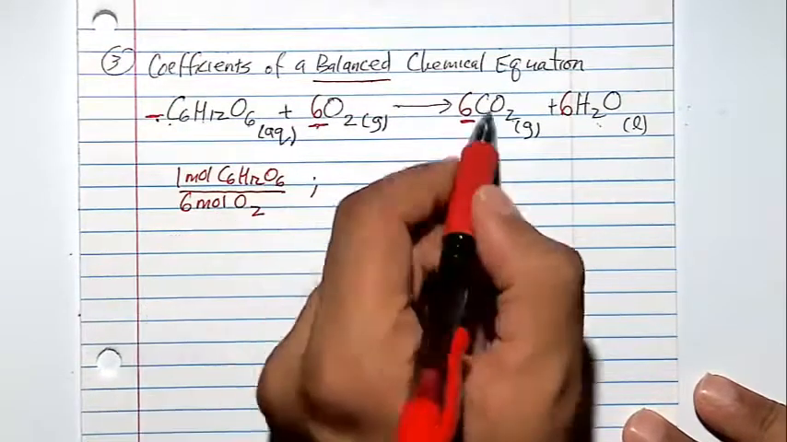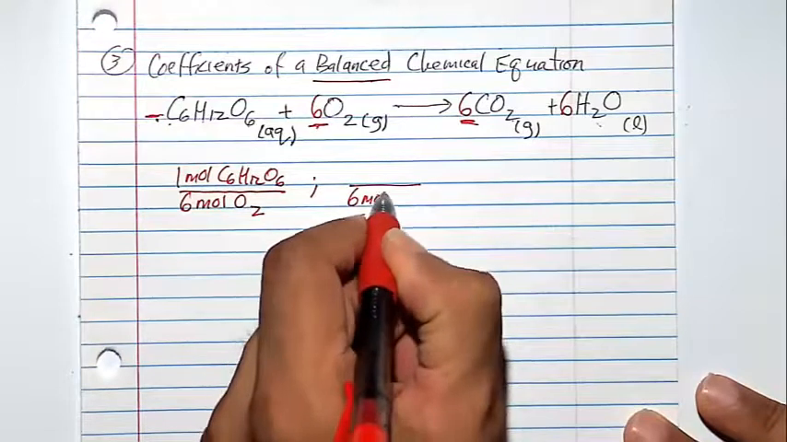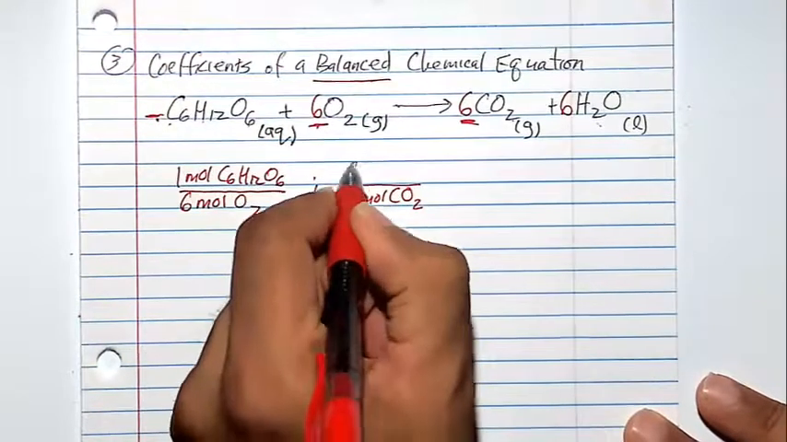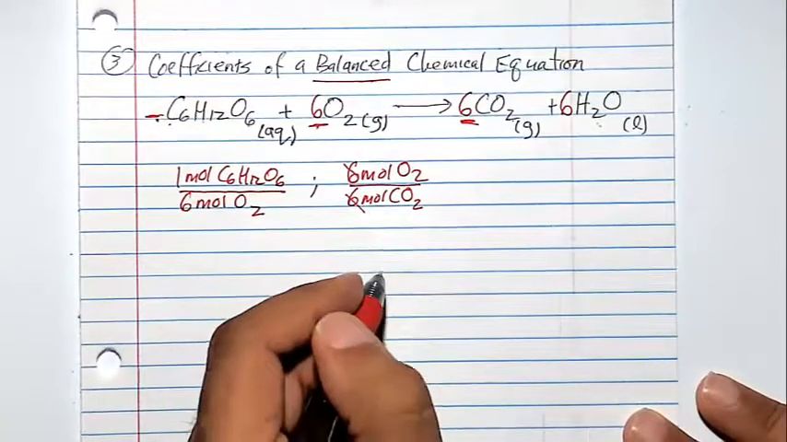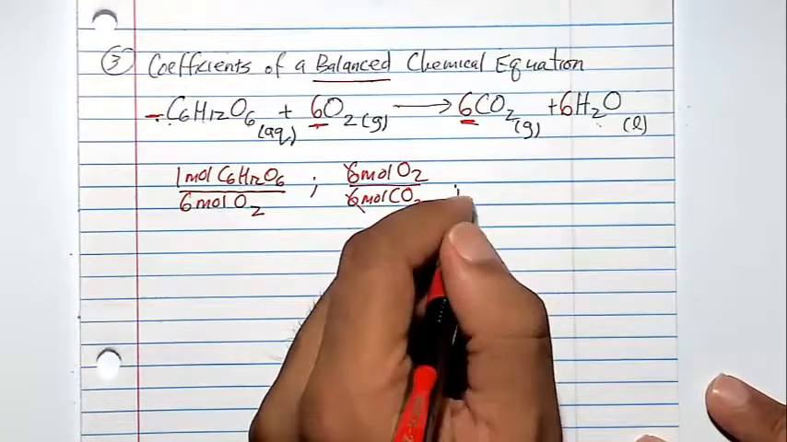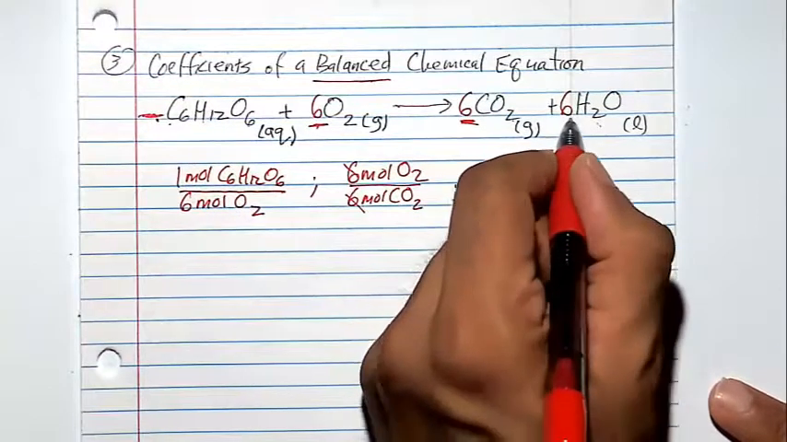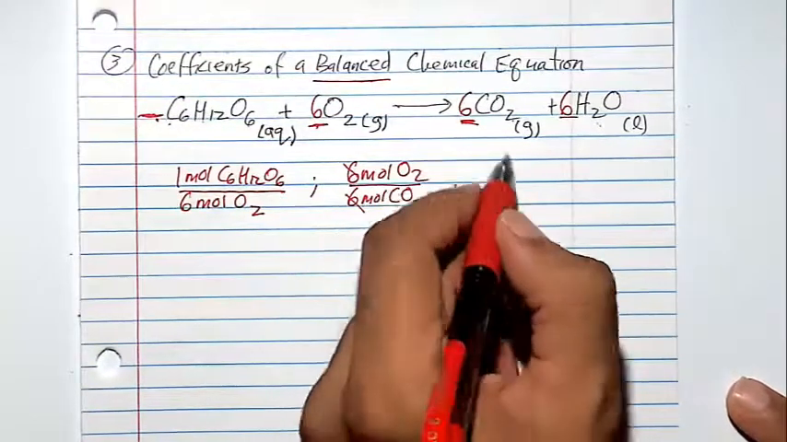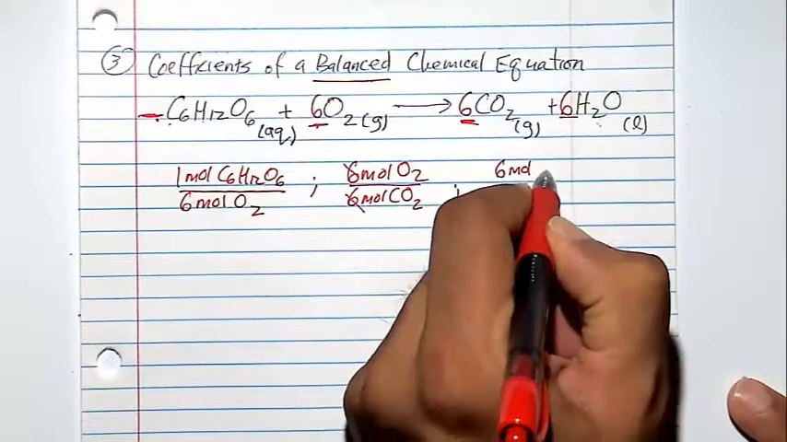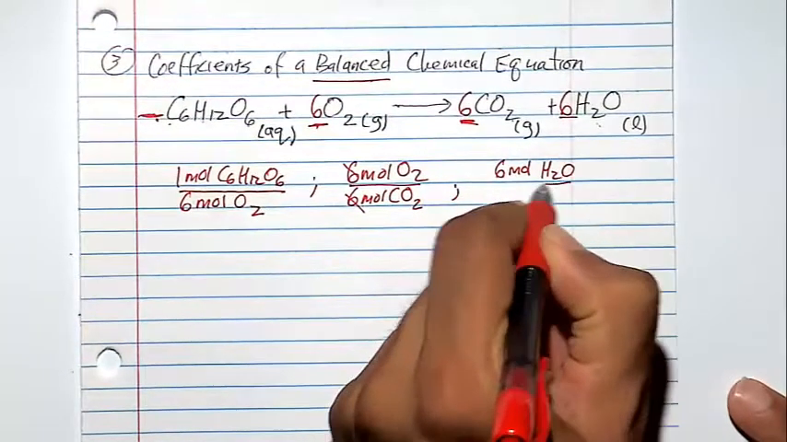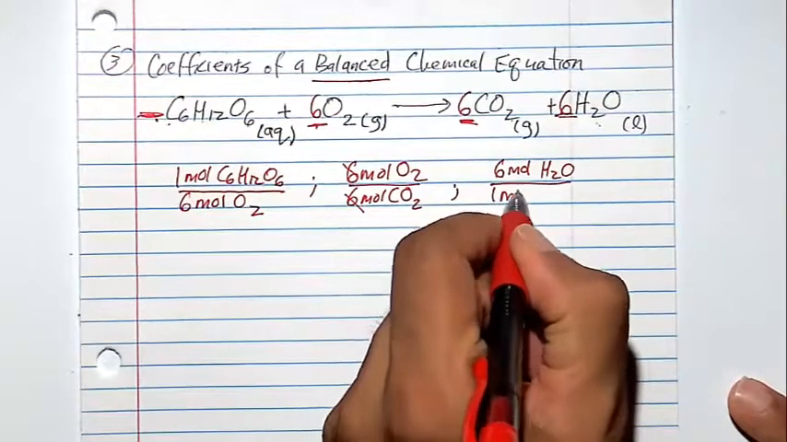What's another one? Here's the stoichiometric coefficient 6 in front of the CO2. So for every 6 moles of CO2, I can have 6 moles of oxygen. That actually cancels out to 1 to 1. What about another relationship? How about the relationship between this glucose and that water? So I'll have the water in the numerator, 6 moles of water. For every 6 moles of water, how many moles of glucose are there? 1 mole of glucose.